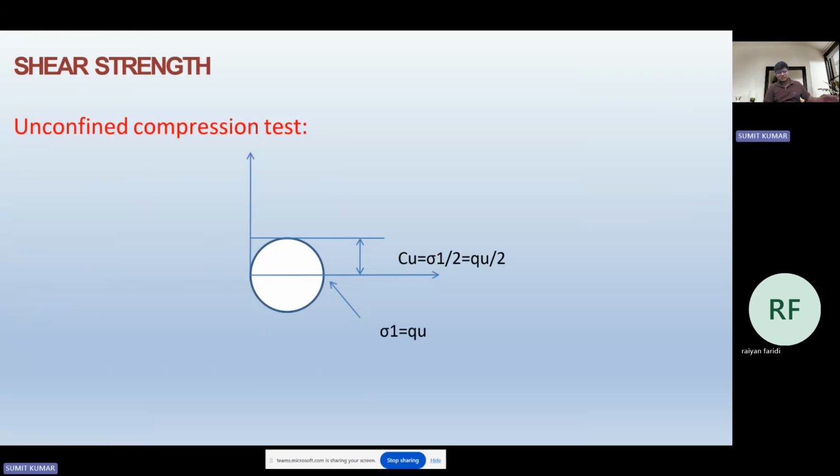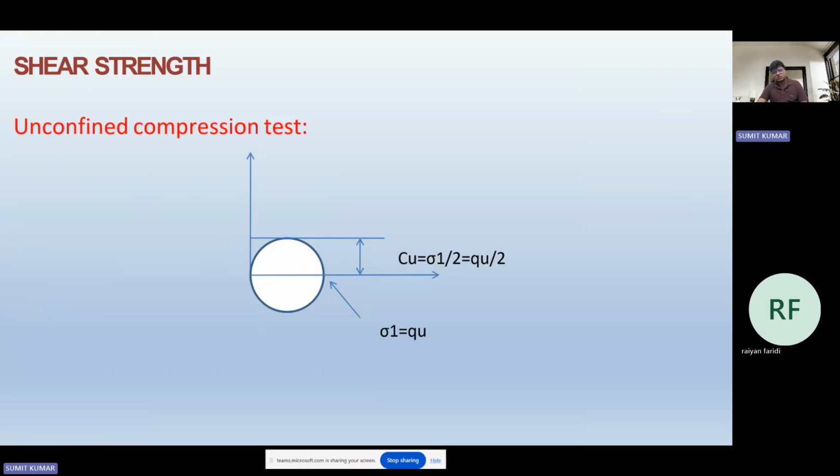Okay, now we are seeing here the unconfined compression test. After that, the direct shear test is also there. Problems associated with the same are also a point of discussion in this class. Then we move ahead with some problems related to the same. Right. So let's see, first is the unconfined compression test.